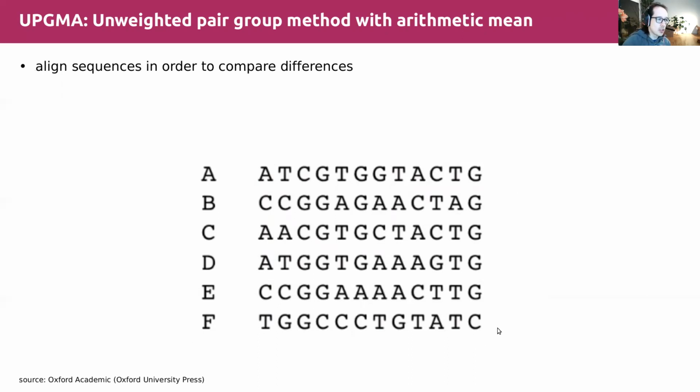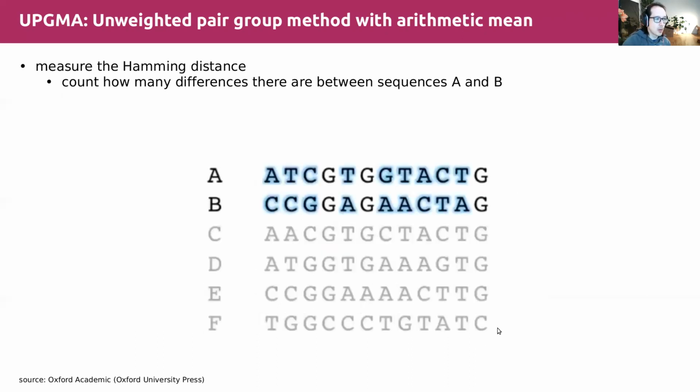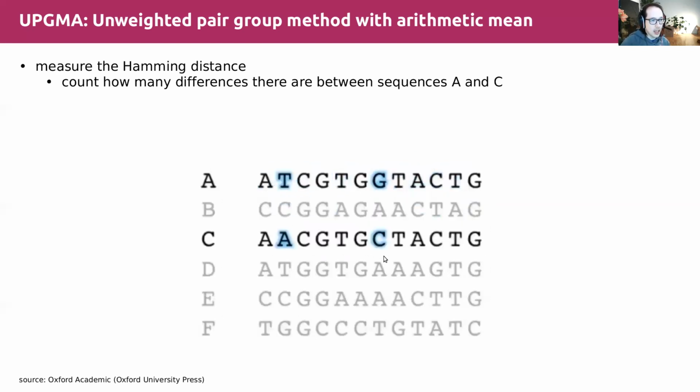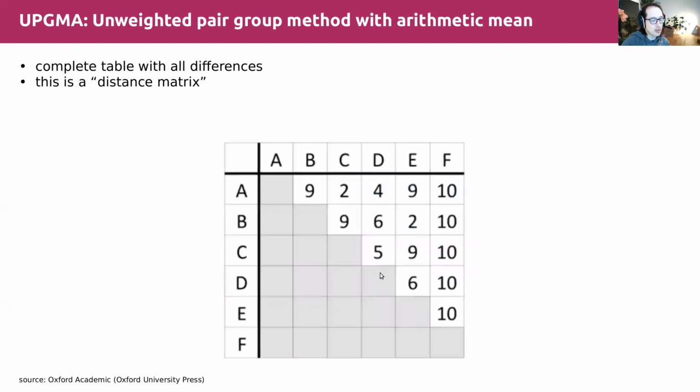And what we're going to do is go through each pair one by one and count the number of differences. So this is going to give us our Hamming distance. In this case, we have 9 differences between A and B, and in contrast, 2 differences between A and C. So these different values, we're going to tabulate them. We'll put them into a distance matrix, so basically just a matrix of all the different values.